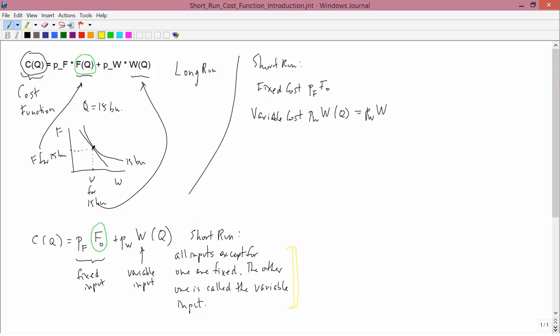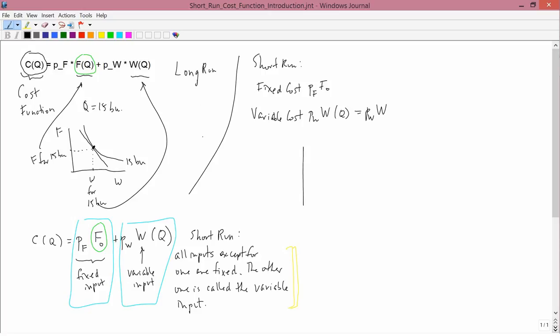Now, the reason we went to the short run is to make it possible to eventually graph C versus Q. So let's see how this helps us to achieve that goal. We've got two parts: the fixed cost part and the variable cost part. So let's think about pictures of the fixed cost and variable cost.